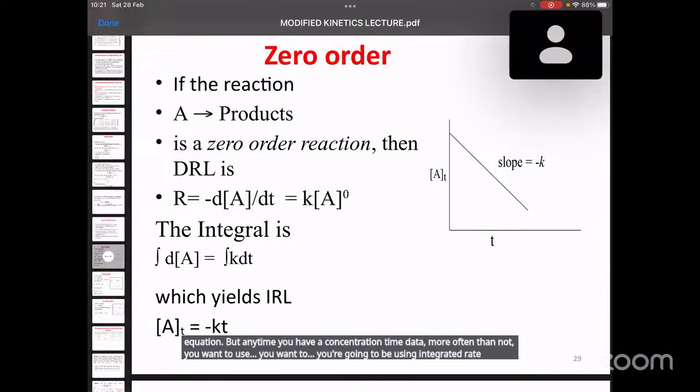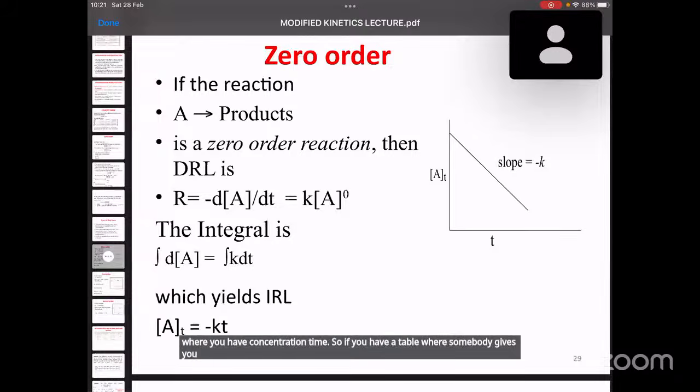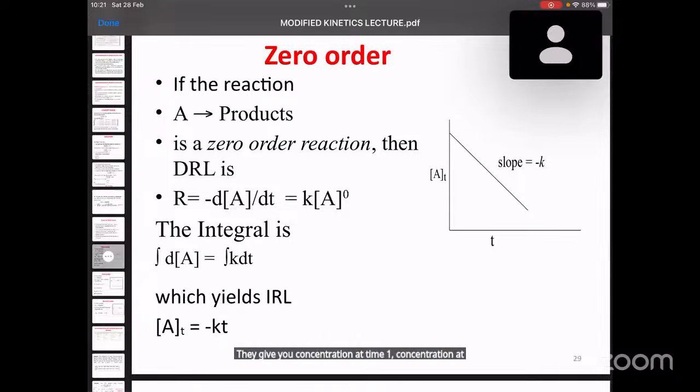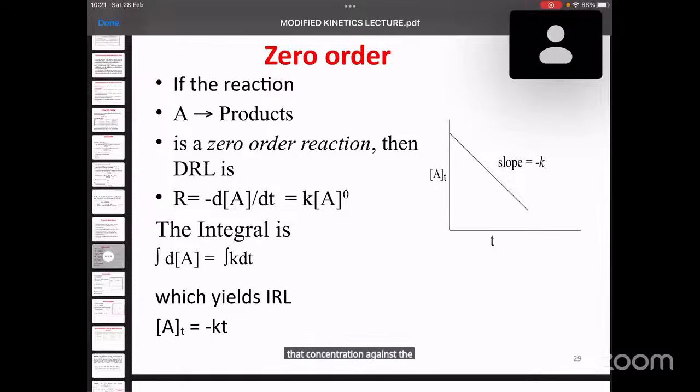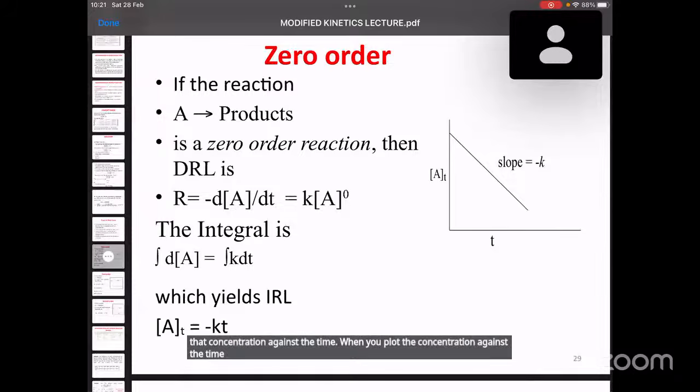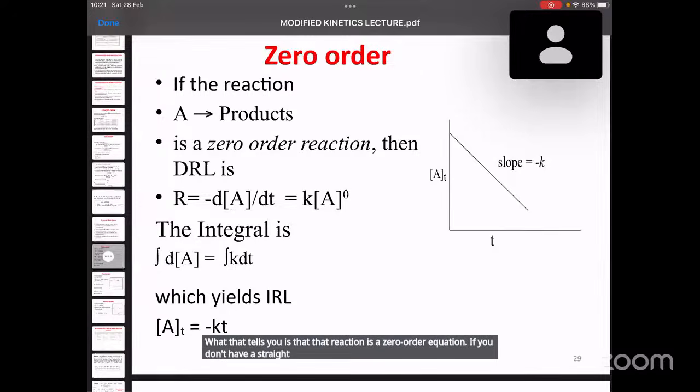Now, in this situation where you have concentration time, if you have a table where somebody gives you concentration and time for a reaction, the concentration at time 1, time 2, time 3, time 4, and they write the time there, all you need to do is just plot that concentration against the time. When you plot the concentration against the time, if you have a straight line of this nature, what that tells you is that that reaction is a zero order reaction. If you don't have a straight line, it means it's not zero order.